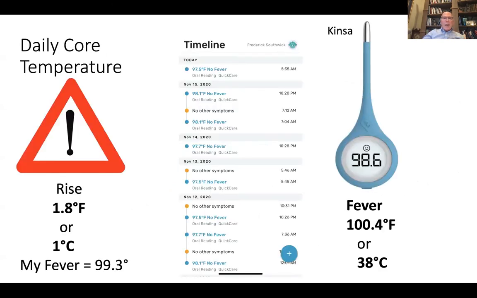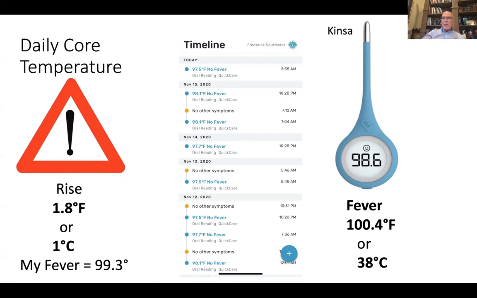I've actually been experimenting with this for quite a long time, and I'm using this electronic thermometer that interacts through Bluetooth with my smartphone and keeps a record of my temperatures. And you can see that my basal temperature roughly averages 97.5. If we say a fever is 100.4 or a rise from basal of 1.8 degrees Fahrenheit, then if I have a temperature of 99.3, that is my fever.